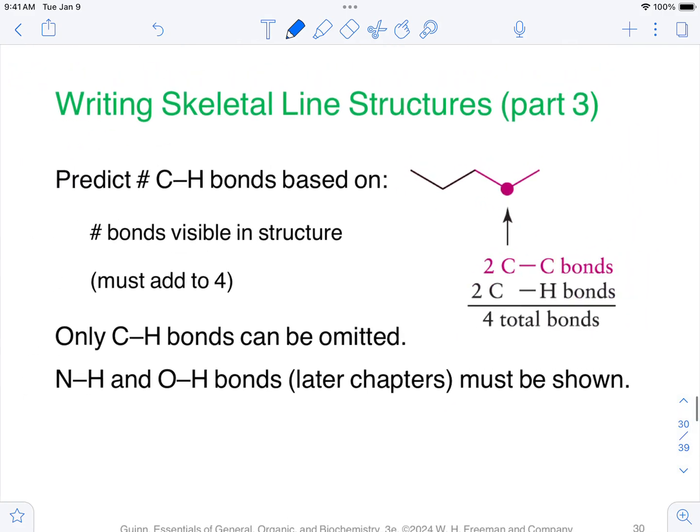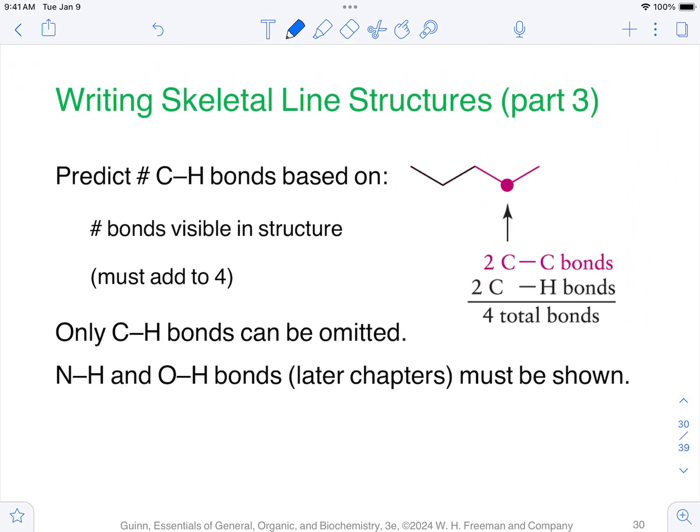So how do we know how many H's are in a diagram? It depends how many lines, or how many bonds, you have coming out from each point. If we're looking at this point here, notice it already has 2 lines coming out from it, this line and this line. That means we always need a total of 4 bonds coming from carbon. So I would have to have 2 H's coming out from there.